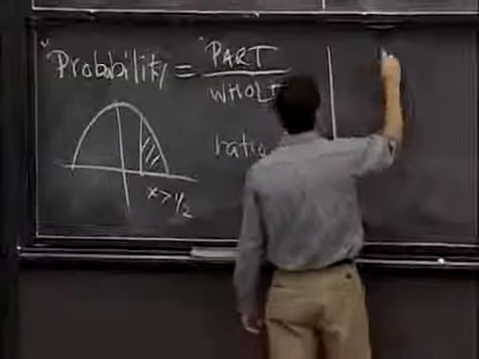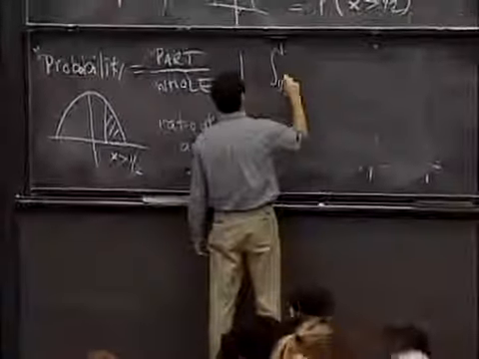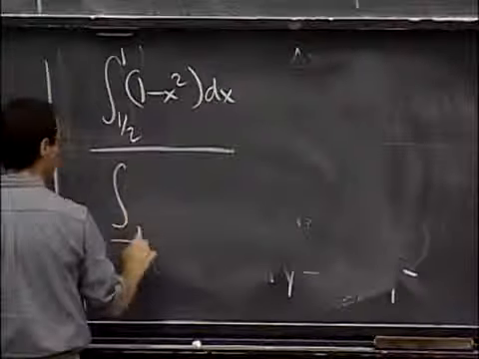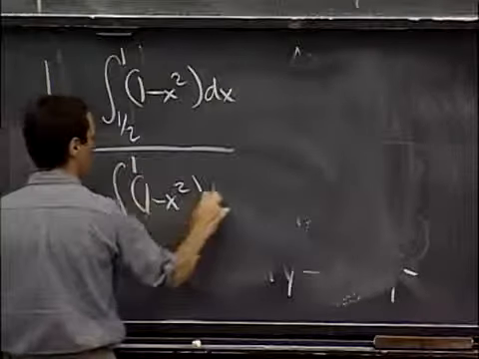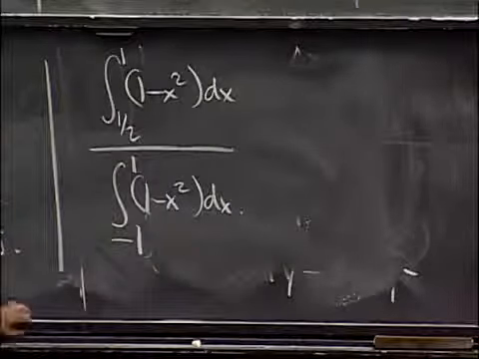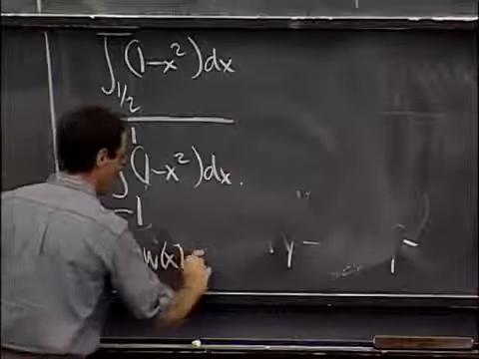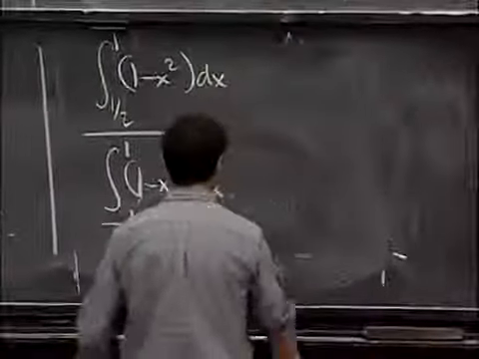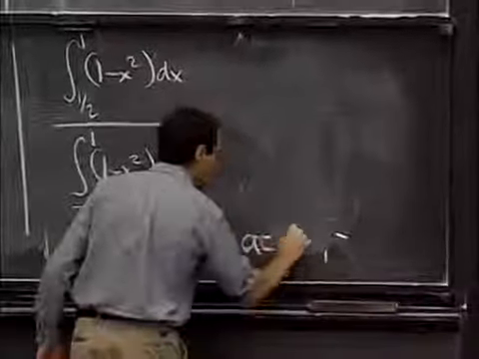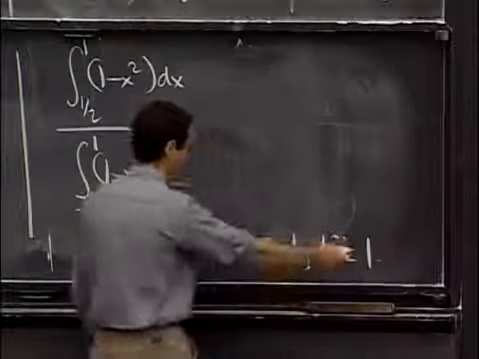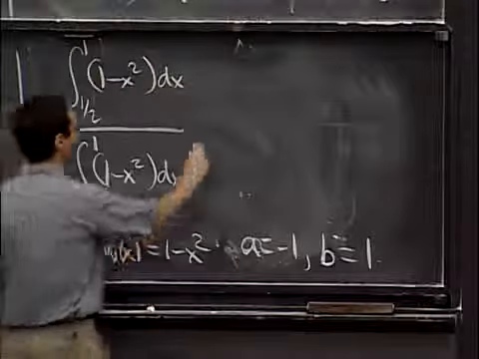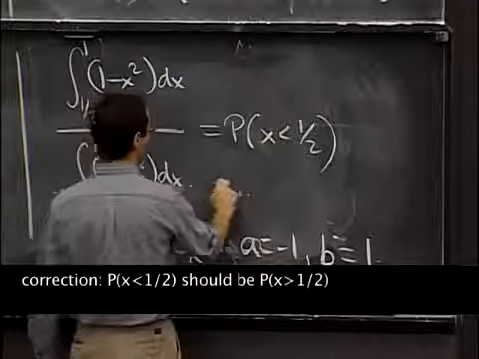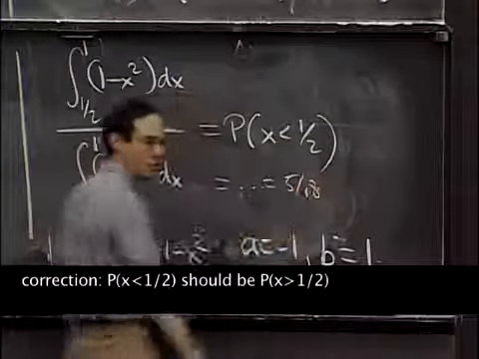Let's write that down. That's the integral from 1/2 to 1 of 1 minus x squared dx divided by the integral from -1 to 1 of 1 minus x squared dx. And again, the weighting factor here is 1 minus x squared. To be a little bit more specific, the starting point A is -1, and the end point is +1. So this is the probability that x is bigger than a half. And if you work it out, it turns out to be 5/18. We won't do it.